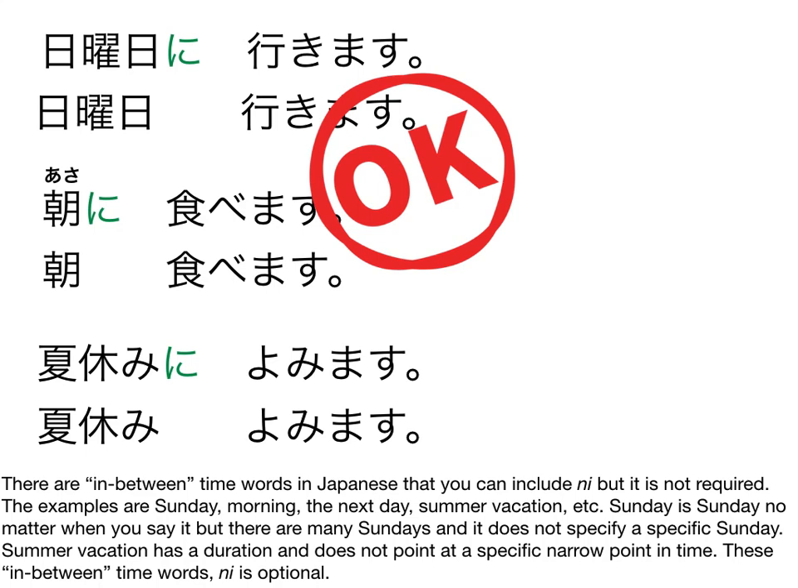Sunday is Sunday no matter when you say it, but there are so many Sundays and it does not specify a specific Sunday. Summer vacation has a duration and does not point at a specific narrow point in time. For these in-between time words, に is optional. 日曜日に行きます. 日曜日行きます. 朝に食べます. 朝食べます. 夏休みに読みます. 夏休み読みます.